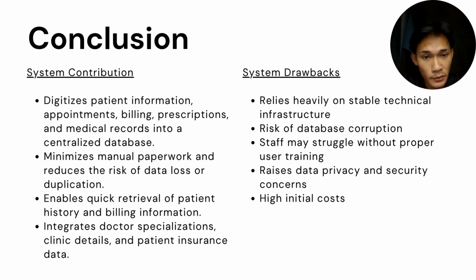So for the system drawbacks, part 2, this system relies heavily on stable technical infrastructure. And next, there are high risks of database corruption. Next, staff may struggle without proper user training. Next, this system raises data privacy and security concerns. And this system has high initial costs.